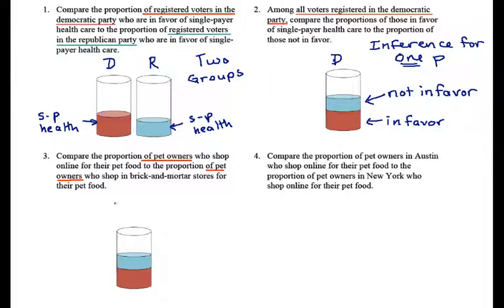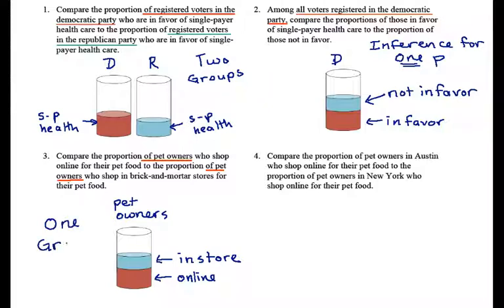The bucket in this case is pet owners. And the proportions are online and in store. Again, we cannot use P1 minus P2 type of inference to ask a question like this. We would have to rephrase it as one proportion, eliminating everybody who, I don't know, makes their own pet food or somehow didn't fall into one of these two categories, and just ask if one of these is greater than 50% instead. So this is one group, no using P1 minus P2, not allowed.